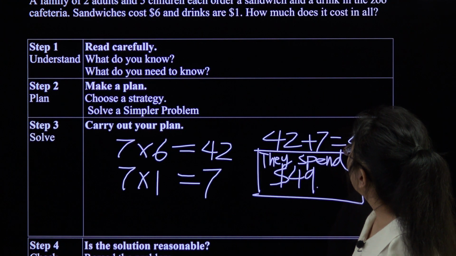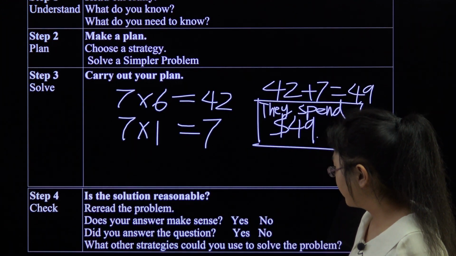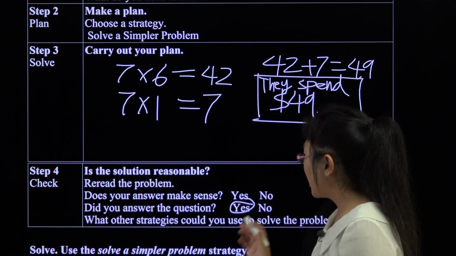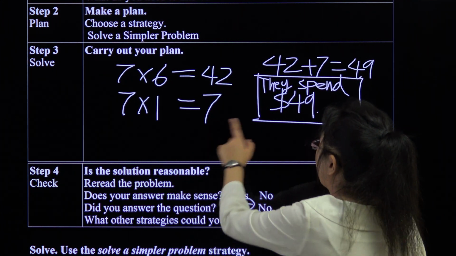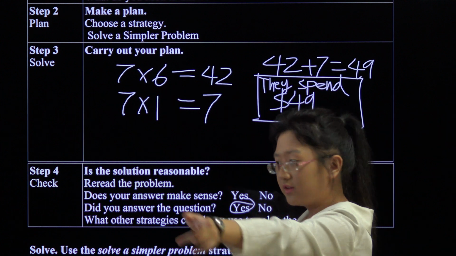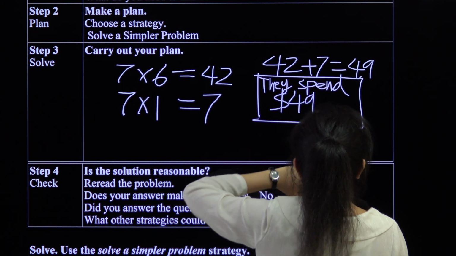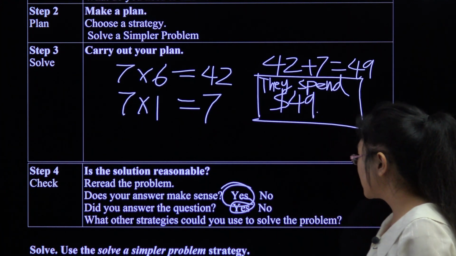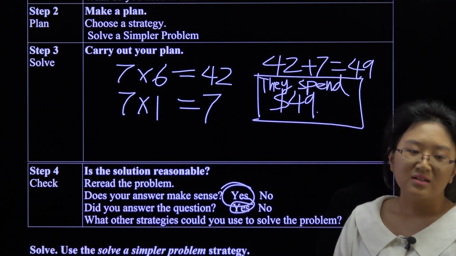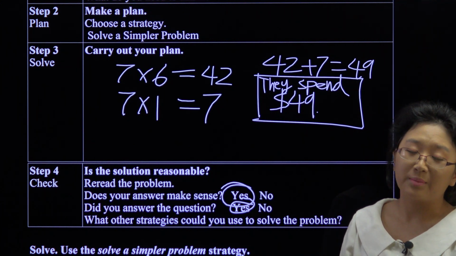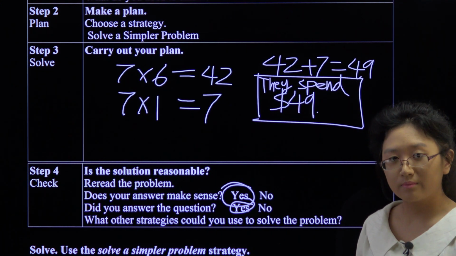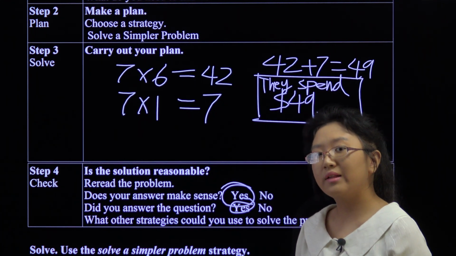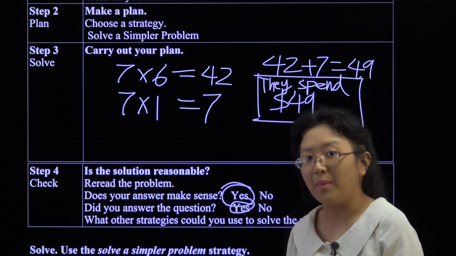What's the question? How much does it cost in all? So did we answer the question? Yes, we found the total cost. Does our answer make sense? I mean, our numbers are correct. None of the calculations are wrong, so yes, it makes mathematical sense. What other strategies could you use to solve the problem? Well, this is basically a multi-step problem anyways, so there really isn't that much of another strategy. Since solving a simpler problem isn't like drawing a picture, it's still just math.